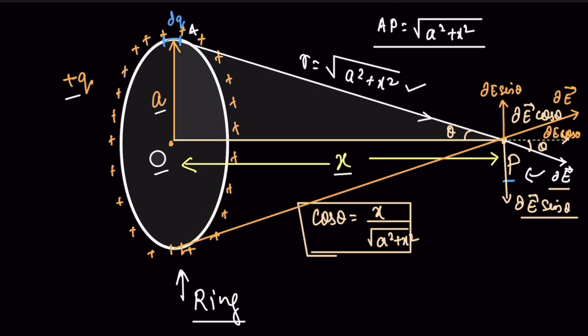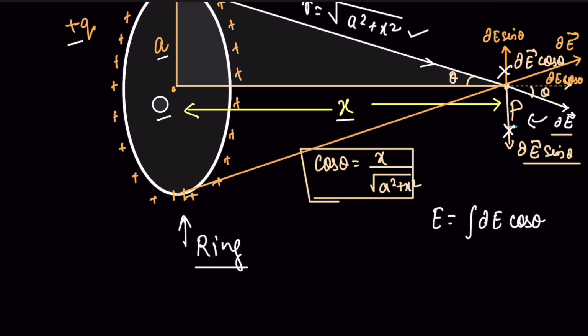But you see that the y-axis directions are different. This is the upward direction and here it is the downward direction. So the net electric field along the y-axis will always be 0. So we can say that the total electric field is nothing but the integration of dE cos theta.